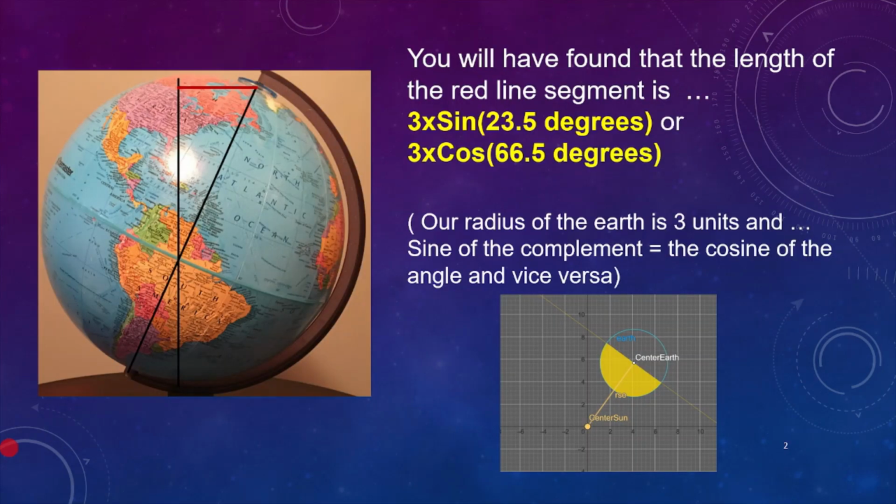All right, when I asked you to find out the length of the red line, I'm sure that you discovered that it was 3 times the sine of 23.5 degrees, or 3 times the cosine of 66.5 degrees. So it's a nice example of the sine of the complement being equal to the cosine of the angle, and vice versa. And remember, we agreed that the radius of our Earth was 3 units, so that's how we developed the above.